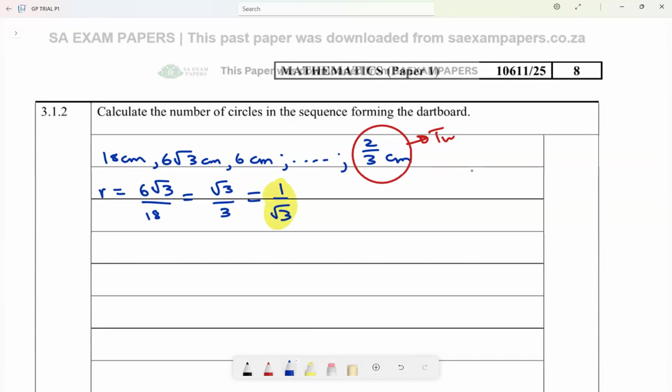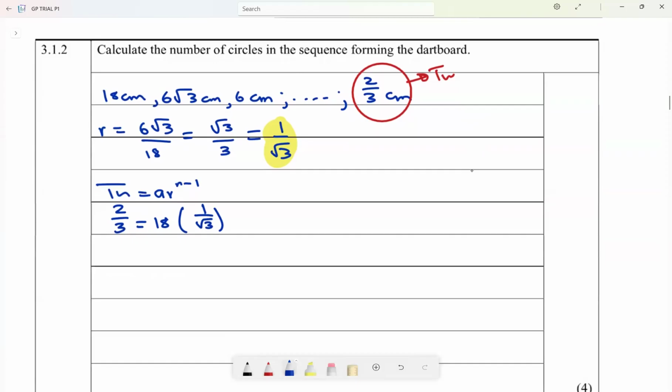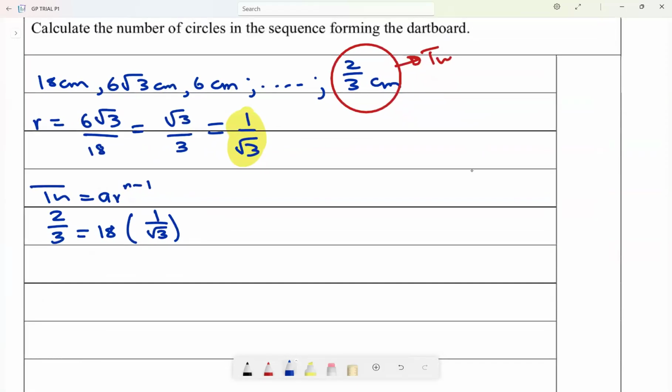And then let's find Tn, okay? So we see that this forms a geometric sequence, so Tn is equal to ar^(n-1). Actually, let's just substitute. We already know what Tn is. Remember, I said the last term is Tn. And then A is how much? A is 18. And then how much is r? r is 1 divided by square root of 3. Guys, even if you can use square root of 3 divided by 3, I want to believe you'll be using a calculator, so it will give you 1 over square root of 3, rather.